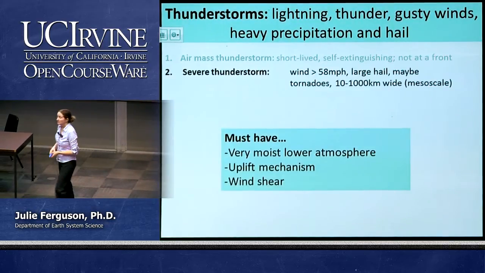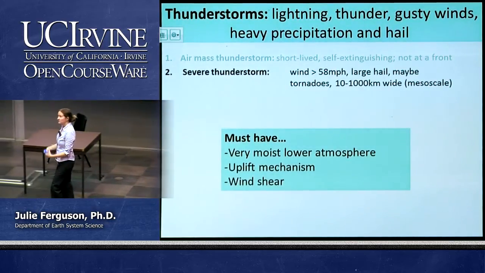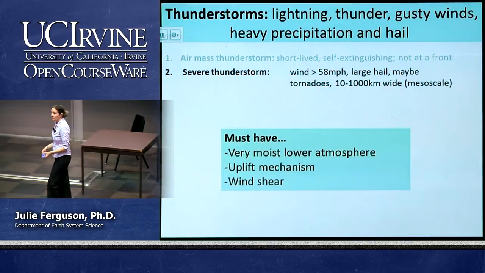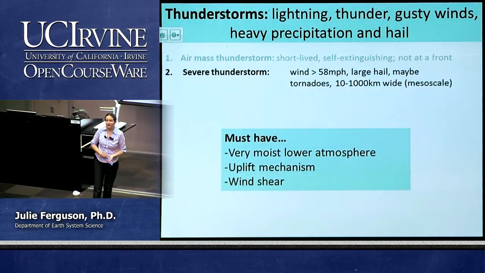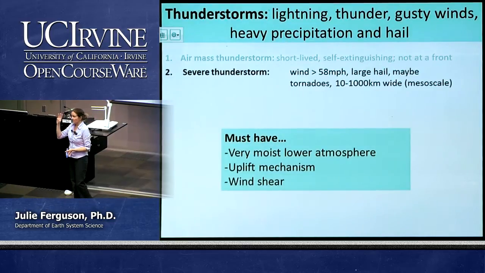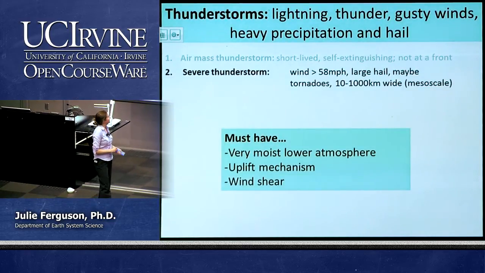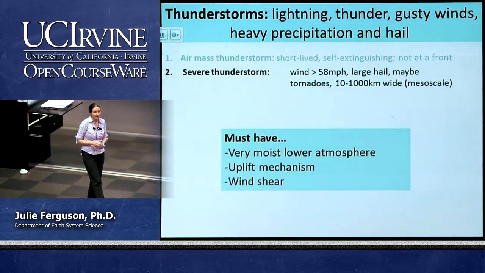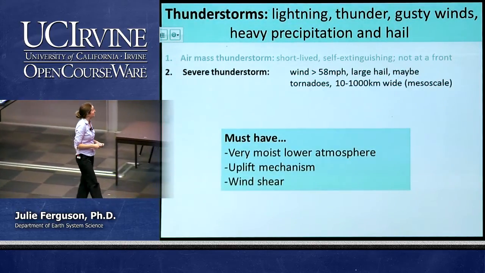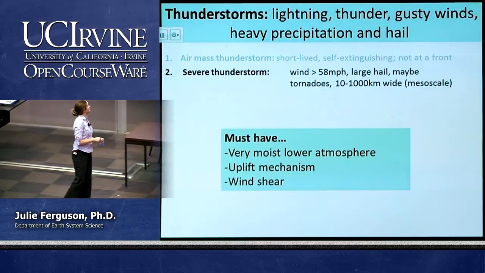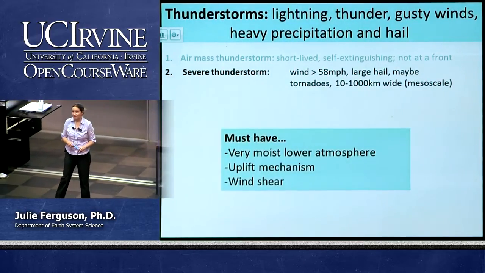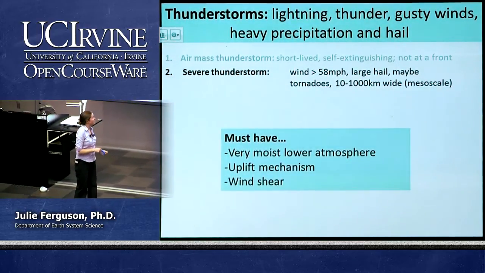Okay. So those were air mass thunderstorms. Those are our nice, gentle ones. We're not too worried about those. But what we are worried about are severe thunderstorms. And these come in 3 different types, okay? To count as a severe thunderstorm, to make it into that category, our wind needs to be greater than 58 miles an hour. That's really very, very fast if you think about how quick that is on the freeway.